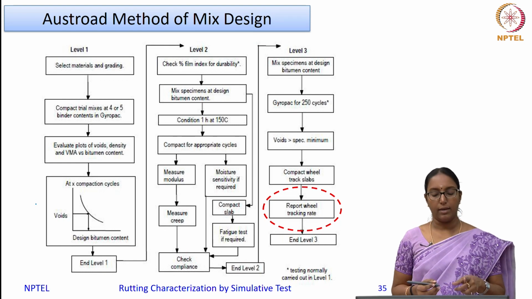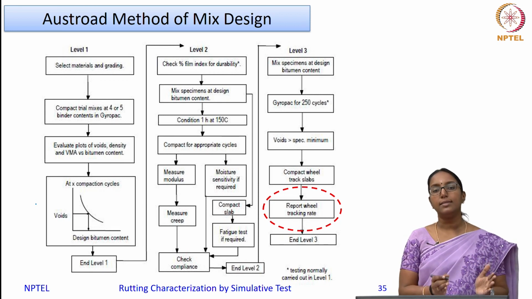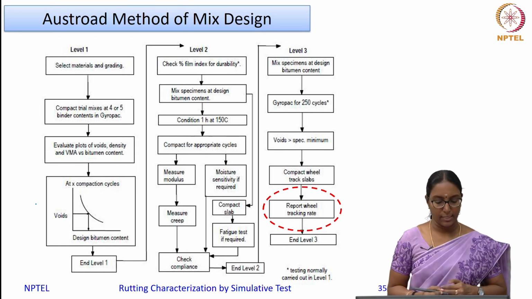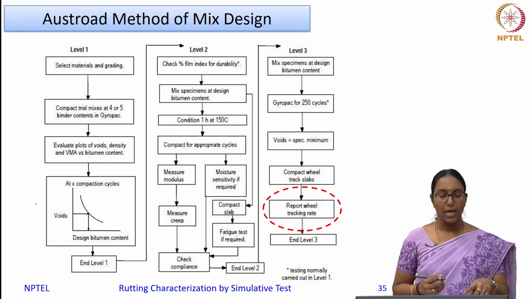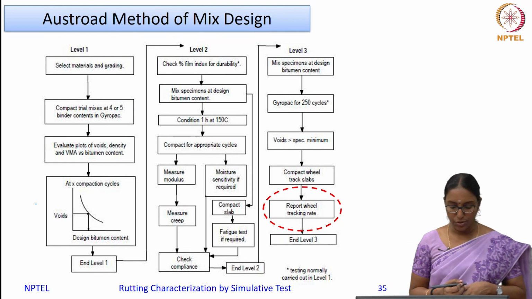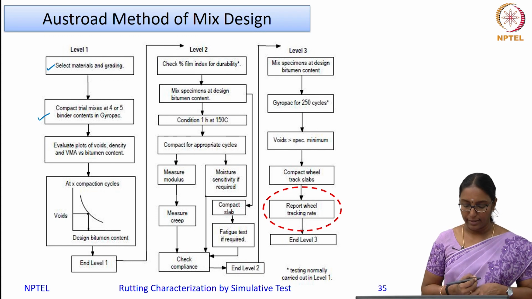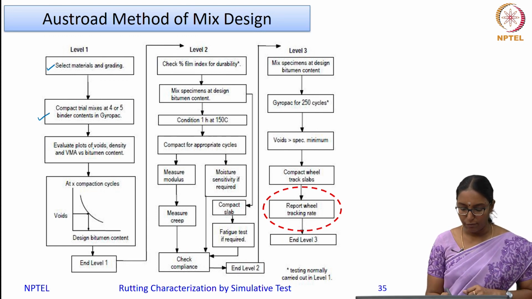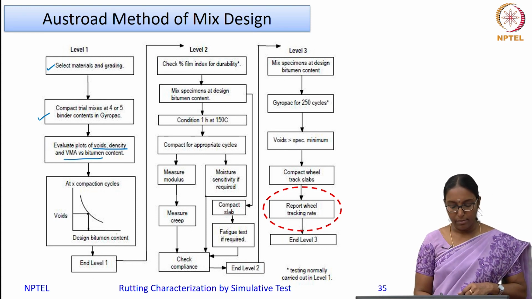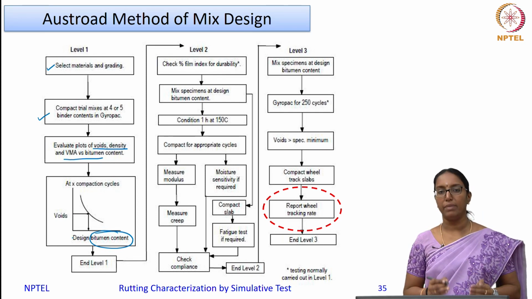You have seen many developments in different countries, and this is a mix design strategy adopted by Austroads, the Australian method of mix design. As you can see, it is divided into 3 levels. I am not going into the details of this test, but I will introduce what the 3 levels are. Level 1 looks into the volumetrics, similar to your Marshall method. You have the selection of materials, then you compact the materials at different binder contents, and you evaluate the voids, density, voids in mineral aggregates, etc., and arrive at the design bitumen content. So the bitumen content for that particular mix is determined based on the volumetrics.